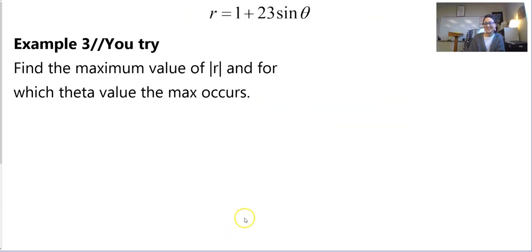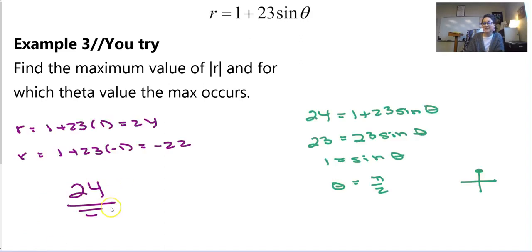All right, would you try one like that on your own? Go ahead and write r equals 1 plus 23 sine theta and find me the maximum value of the absolute value of r, and also for which theta that max value occurs. All right, I got 24 for the max value of the absolute value of r, and I got that it occurs at theta equals pi over 2. If this is not what you got, go ahead and pause your screen and correct anything you need to.